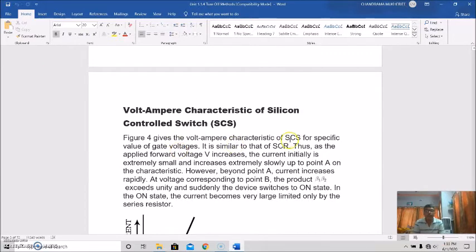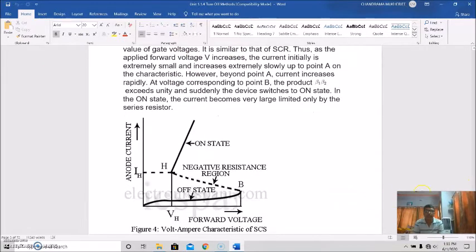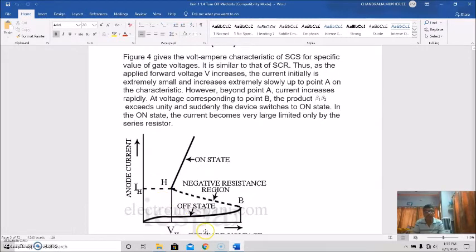Now what are the volt-ampere characteristics of the SCS? This is the figure of the volt-ampere characteristics of the SCS. This figure gives the characteristics for a specific value of gate voltage.